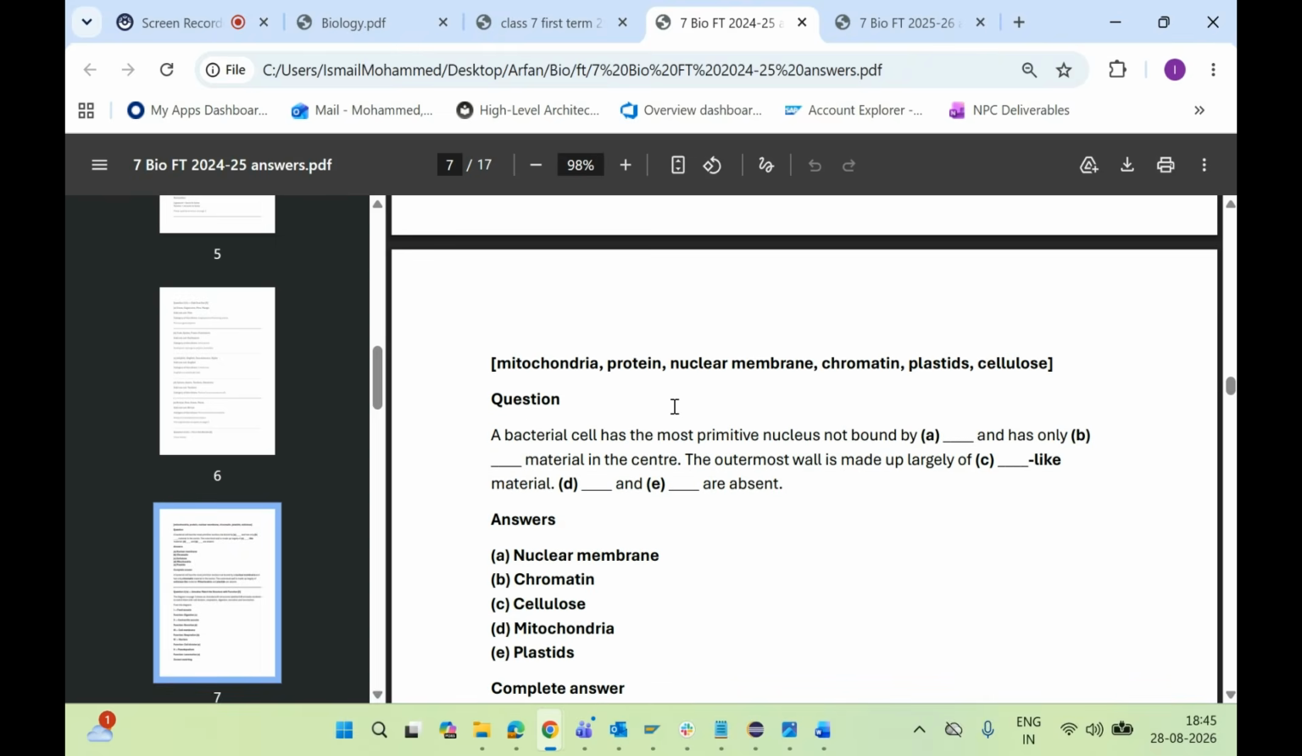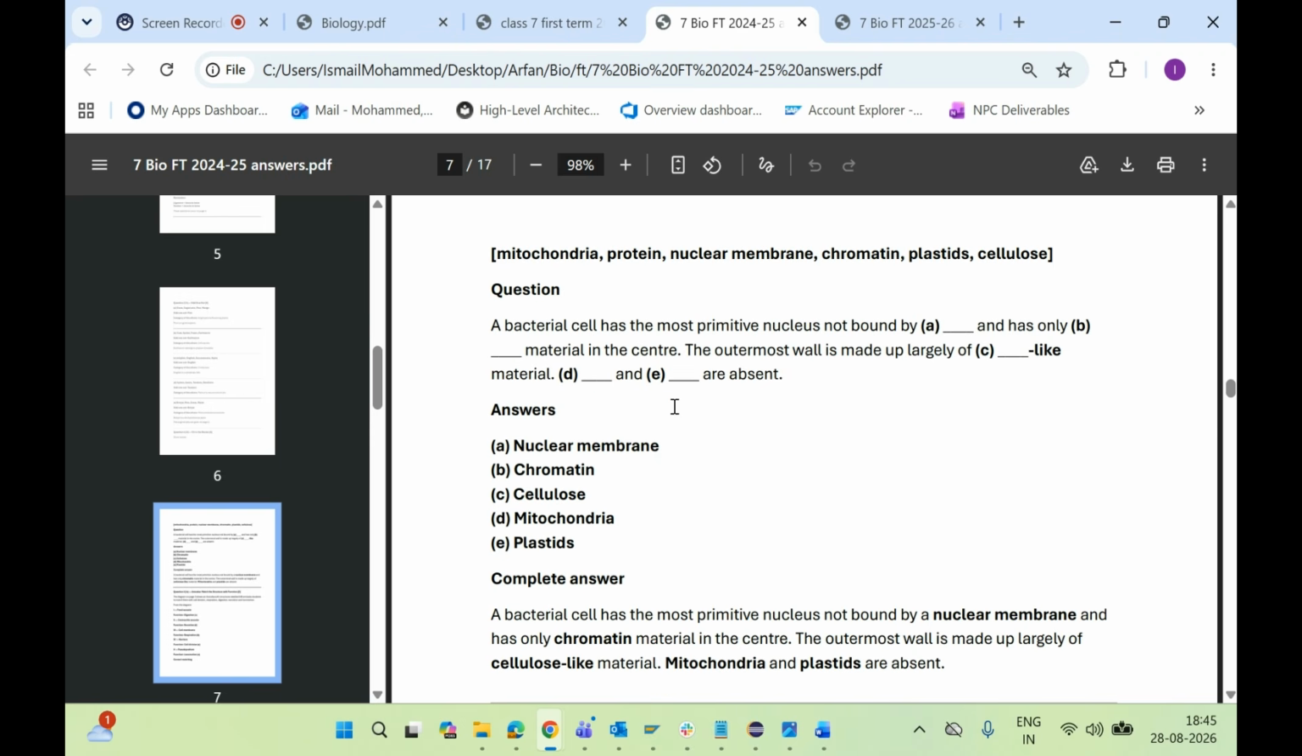Okay, we go into the blanks. A bacterial cell has the most primitive nucleus, not bounded by a nuclear membrane, and has only chromatin material in the center. The outermost wall is made largely of cellulose-like material. Dash and dash are absent. Mitochondria and plastids are absent.